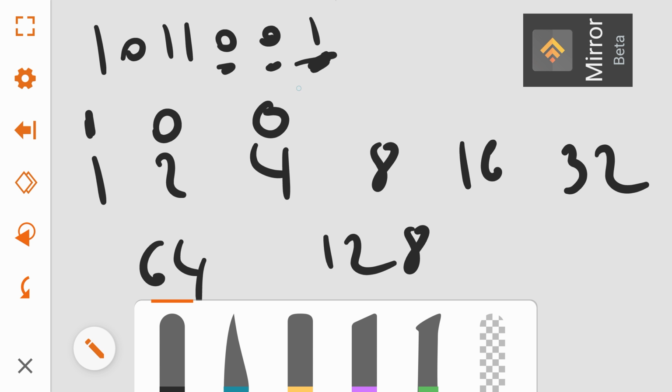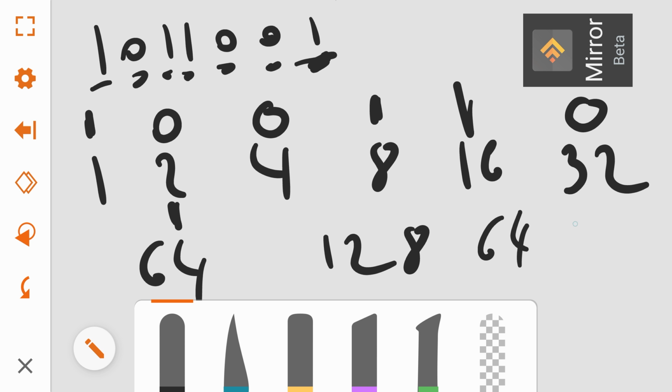So it is 64. Then we add up the ones with 1s in them. 64 plus 16 plus 8 plus 1, which will equal, let's see if I can get this right, 72, 82, 89. So all we did is add them all up. So it's quite a simple process.